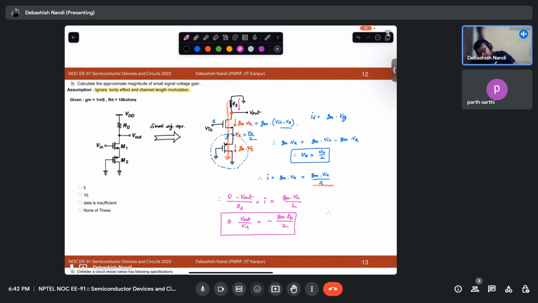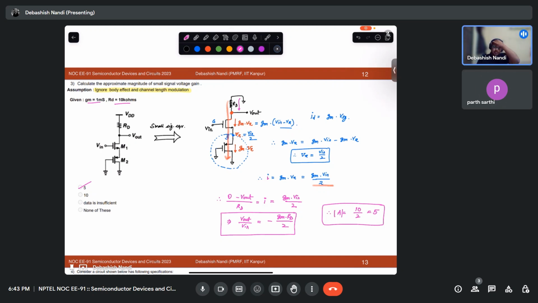So gm is given, RD is given. So the magnitude of gain would be 10 by 2, that is 5. Is that clear? Yes, sir.